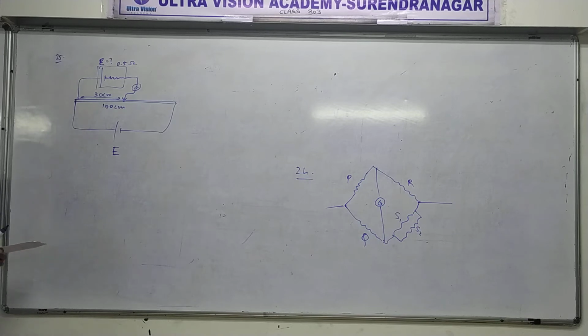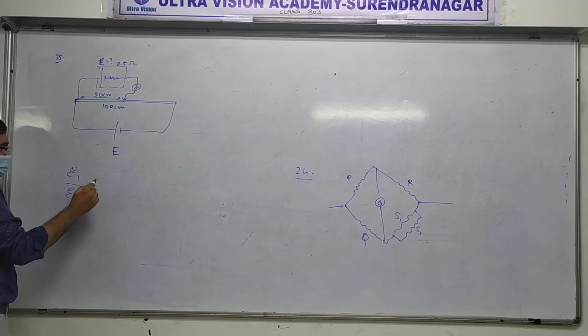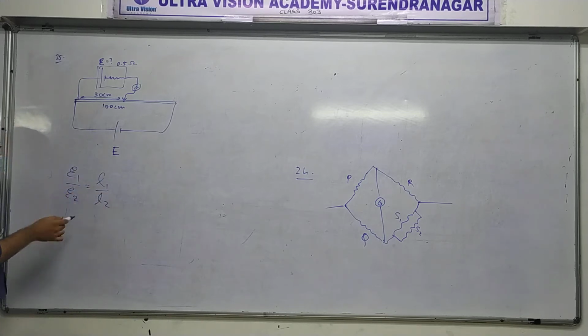So now we want to find out what's that unknown EMF. What will I answer? Epsilon 1 upon epsilon 2 is equal to L1 upon L2. But this is the base case, so we'll have to improvise. Look at it.